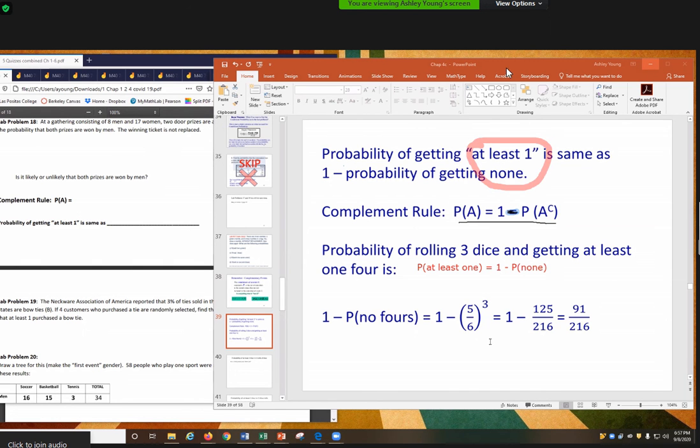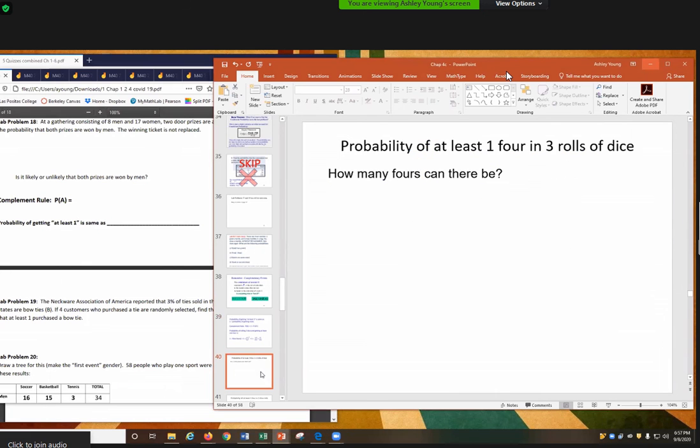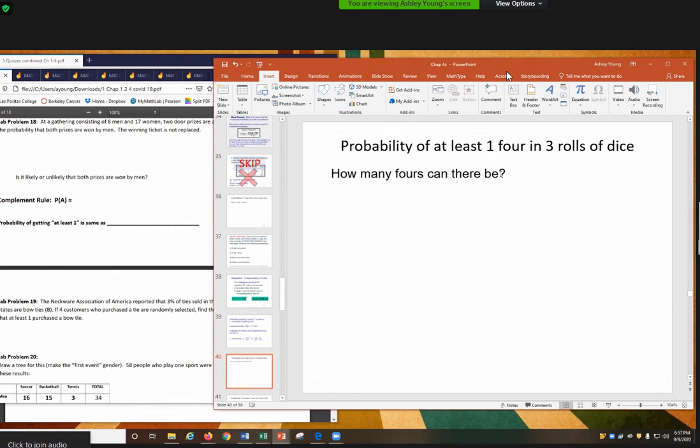So the first question is, what's the probability of at least one 4 in 3 rolls of dice? I roll the dice 3 times. I have my big giant dice. How many 4s could I get? 3, or none. I could get 3, 2, 1, or 0. Those are all the options, right? Which of these are at least 1? 1 through 3. Good. Not a trick question.